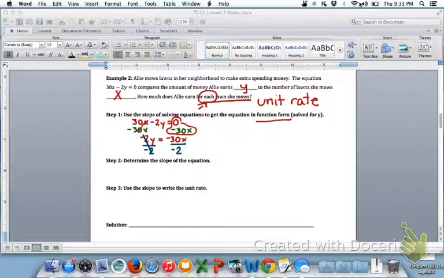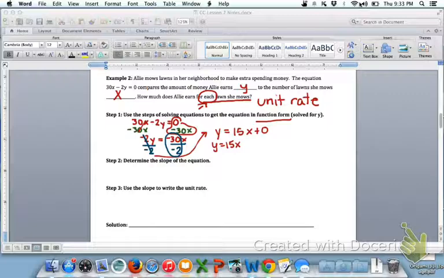And we end up with, just moving our work over here, y is equal to, on the right, negative 30 divided by negative 2, which gives us 15x. And so we have y is equal to 15x, and then if we're looking at that y-intercept, it's 15x plus 0, or just 15x. And then you're asked to determine the slope of the equation.